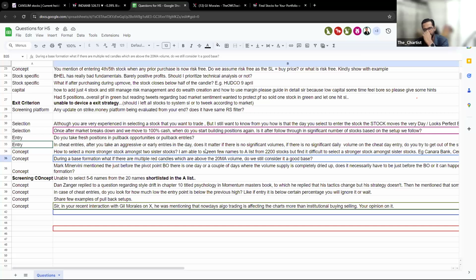Multiple red candles, do we consider? Yes, I consider it to be a good base if there are multiple red candles, but it is above the 20 MA volume and it is consolidating. I consider it.